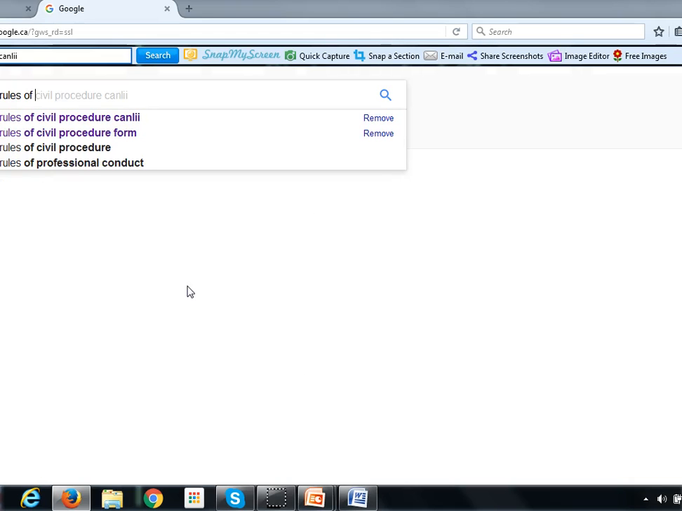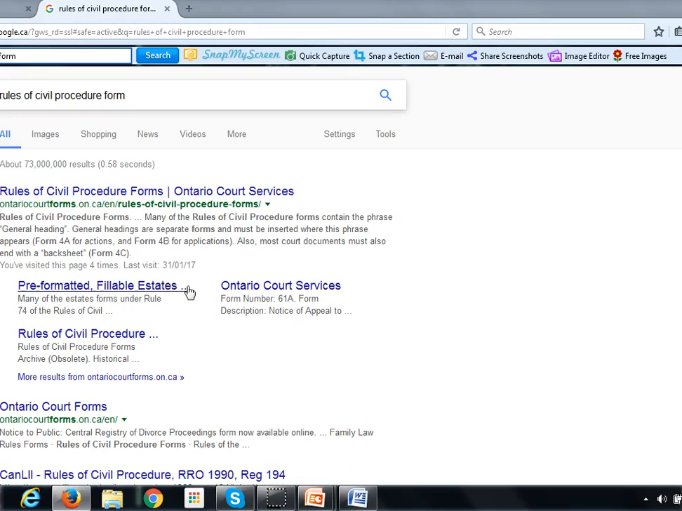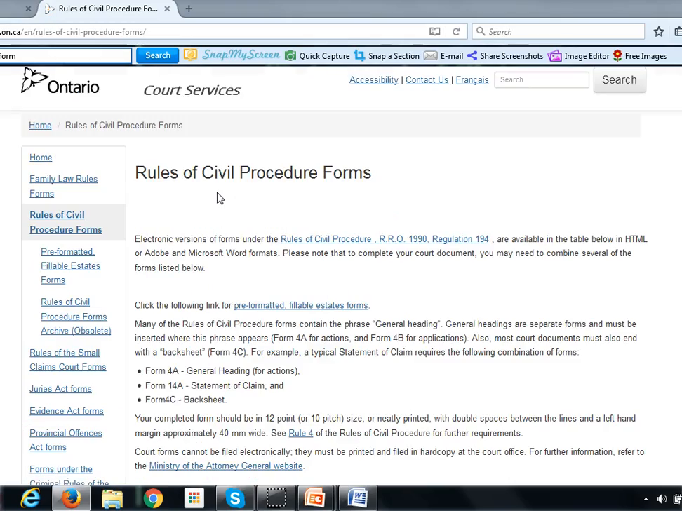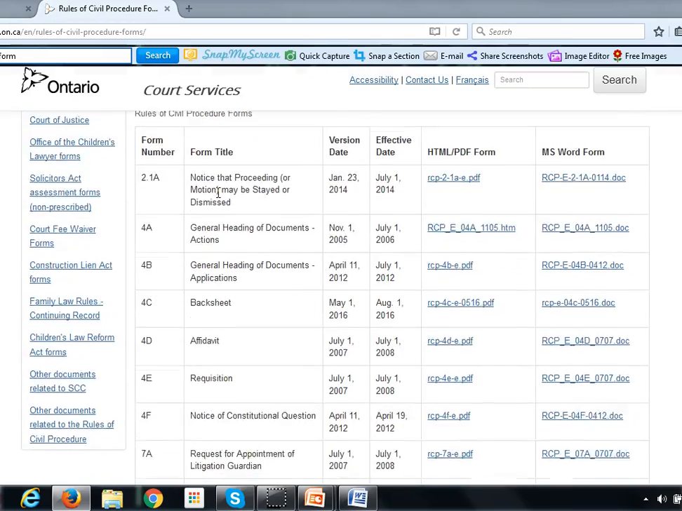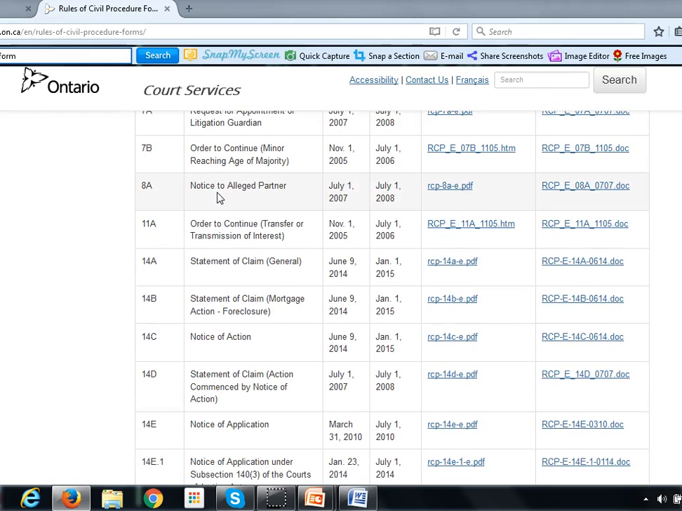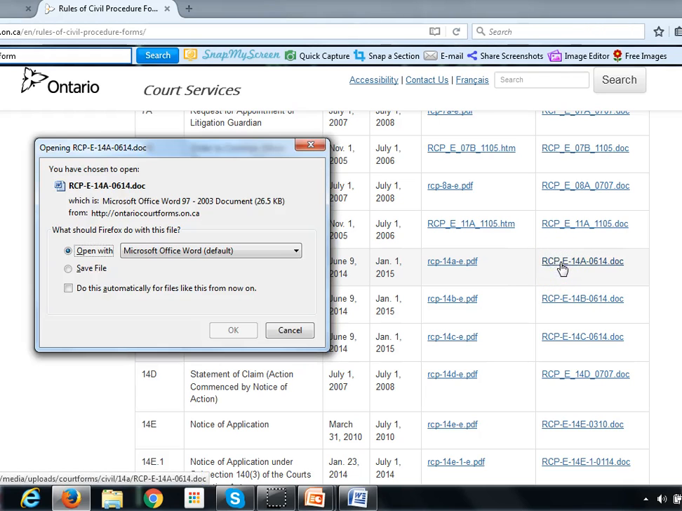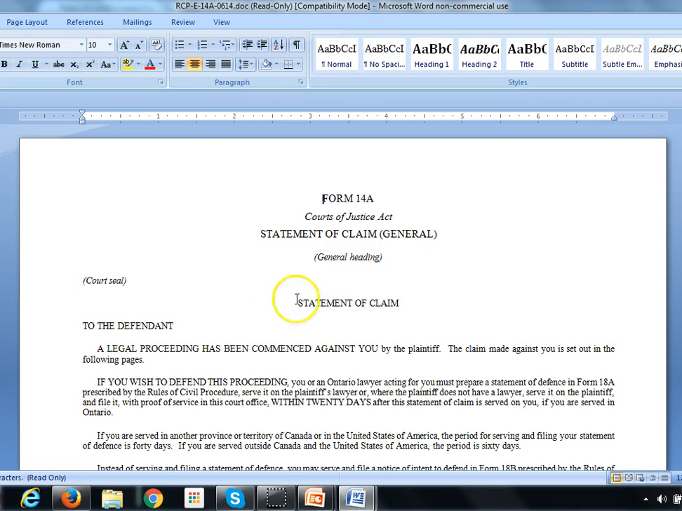Rules of Civil Procedure form. All of the forms that relate to the Rules of Civil Procedure are available online, and we know from the rules that 14A is the form for the statement of claim. I'll open it just to show you what it looks like. So this is the statement of claim form, and some information that's already typed here stays there. You just keep it, and then you add your information.